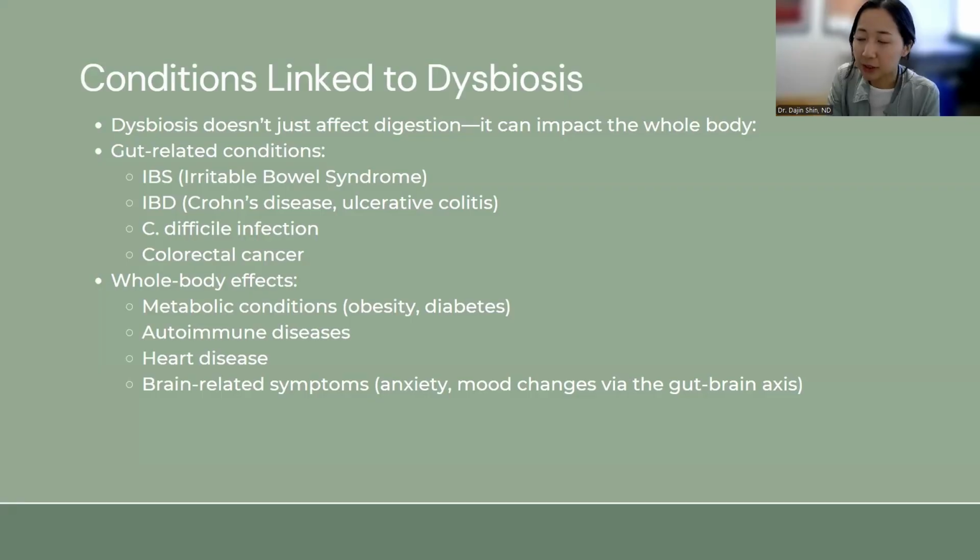And dysbiosis, like we just said, doesn't just stay in the gut, it can impact the whole body. On the digestive side, it's linked to conditions like IBS, which stands for irritable bowel syndrome, and IBD, which stands for irritable bowel disease, like Crohn's and ulcerative colitis, and C. diff infections, and even colorectal cancer. But we also see broader effects, including metabolic conditions like obesity and diabetes, autoimmune disease, heart disease, and even brain-related symptoms like anxiety or mood changes. And this is largely due to that gut-brain axis and how connected the gut is to other systems.